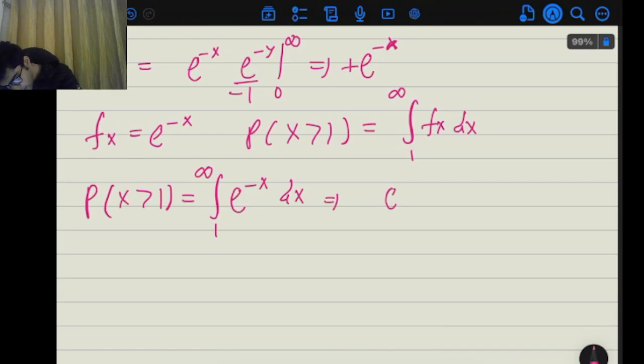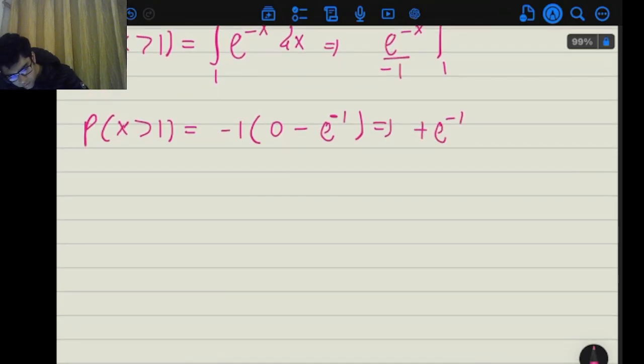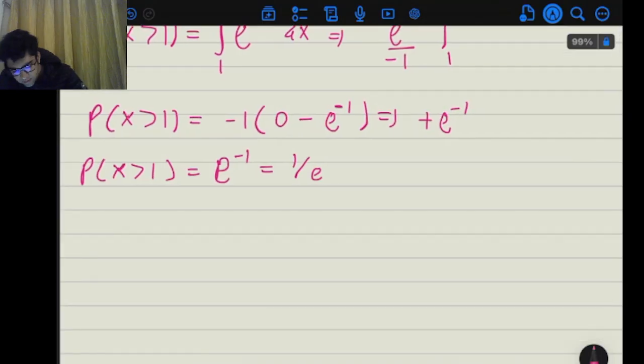So this becomes e to the power minus x divided by minus 1, and the limits are 1 to infinity. So the probability of x greater than 1 becomes minus 1 and 0. E to the power minus 1 is e to the power minus 1, right? So this becomes positive e to the power minus 1. So this is my first answer, e to the power minus 1, right? So this is our answer. Let me check. Yeah, so they have written 1 upon e, and both of these things are the same thing, right?